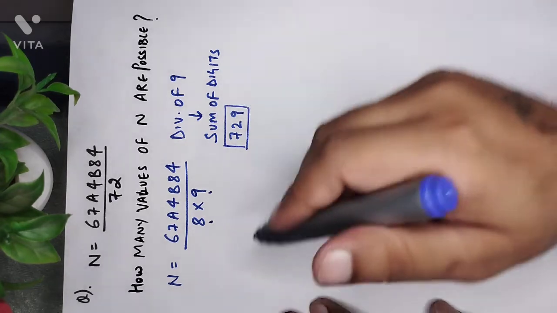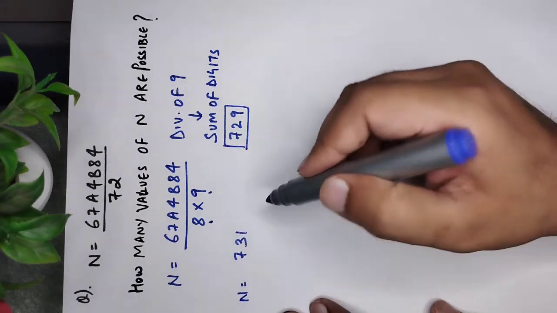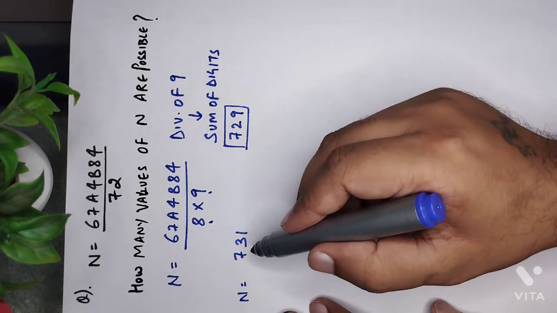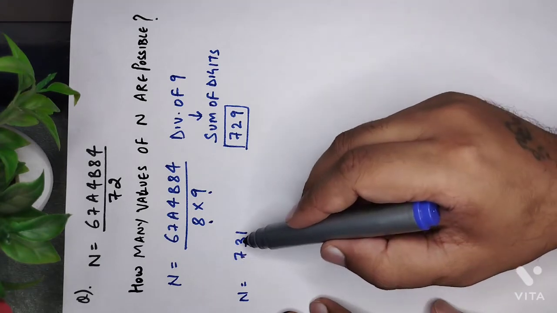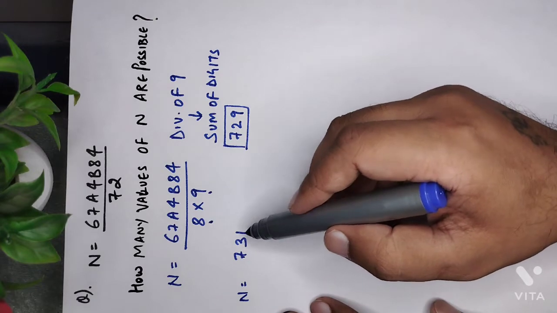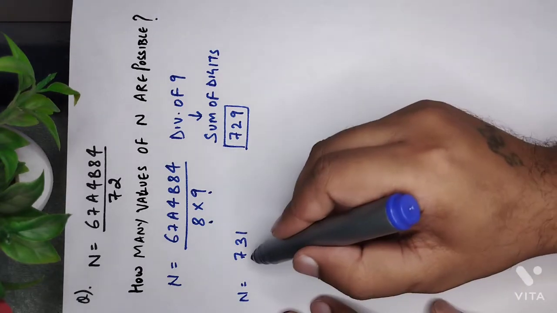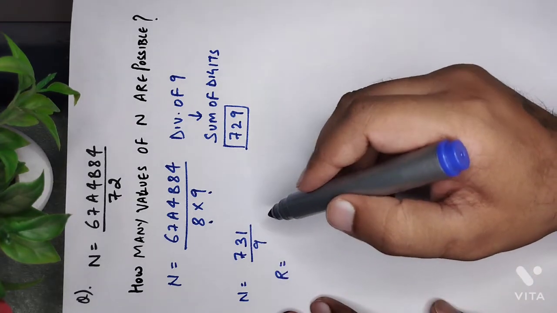Similarly, let us say the number is 731, and I have to check whether this number is divisible by 9 or not. This is 7 plus 3, 10, plus 1, 11. So I can say that this number is not divisible by 9. Now if somebody asks to find the remainder in this, what will be the remainder?